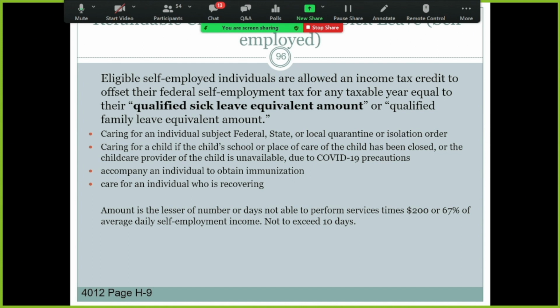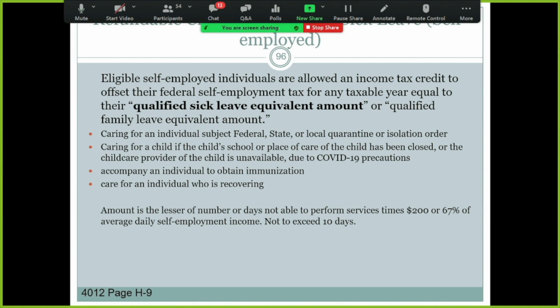And for this one, it is the sick leave related to a family member. So this is if they were caring for an individual that was subject to a federal, state, or local quarantine or isolation, caring for a child if the child's school or place of care was closed, or the child care provider is unavailable due to COVID. They have to accompany an individual to obtain immunization, or be caring for an individual who is recovering.